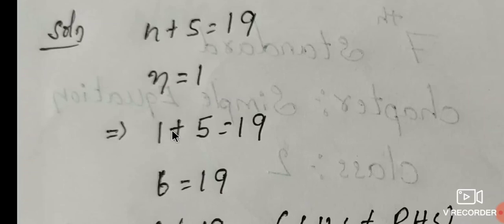That is 1 plus 5 is equal to 19. Here 1 plus 5 is 6. 6 is equal to 19. Is it possible? For example, I will give 6 rupees to you and I will tell you this is 19 rupees. Are you agree? No.